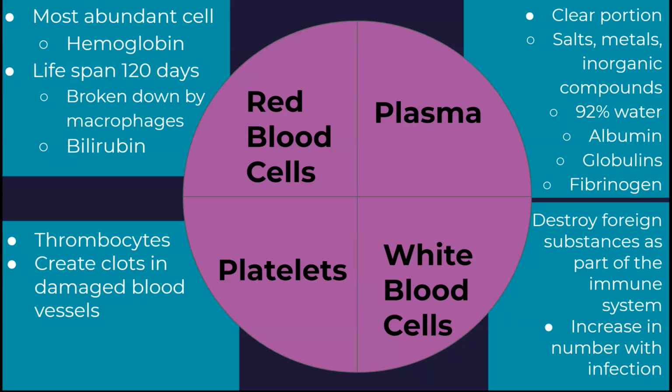On top of the red, next to the red blood cells, we have plasma. That's the clear portion, right? It carries a whole bunch of different compounds. It is made of 92% water. This is what is affected by multiple myeloma. The other components that it carries around are albumin, which is a protein, other globulins, which are proteins, and fibrinogen, which is one of the components that helps you clot.